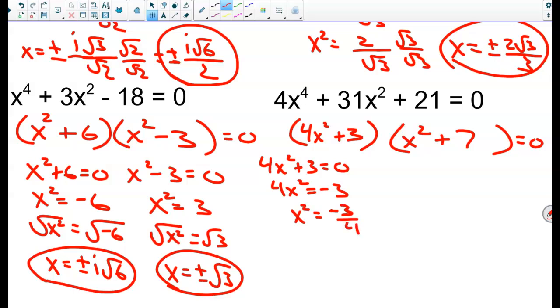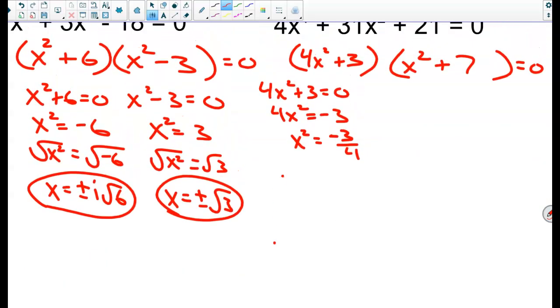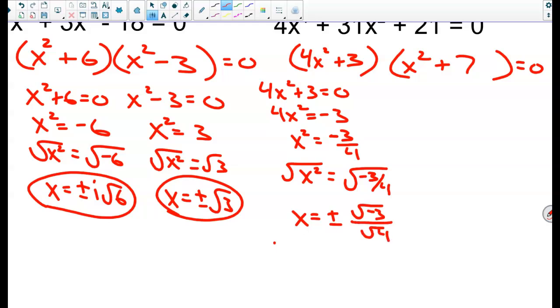Now, I need to take the square root of both sides. So the square root of x squared equals the square root of negative 3 over 4. That's plus or minus root negative 3 over root 4. Now, what's nice here is I don't have to rationalize the denominator. What's the square root of 4? It's 2. So that's just 2 on the bottom. It's rationalized. And now I have i root 3 up top. It actually works out very, very nicely right there.